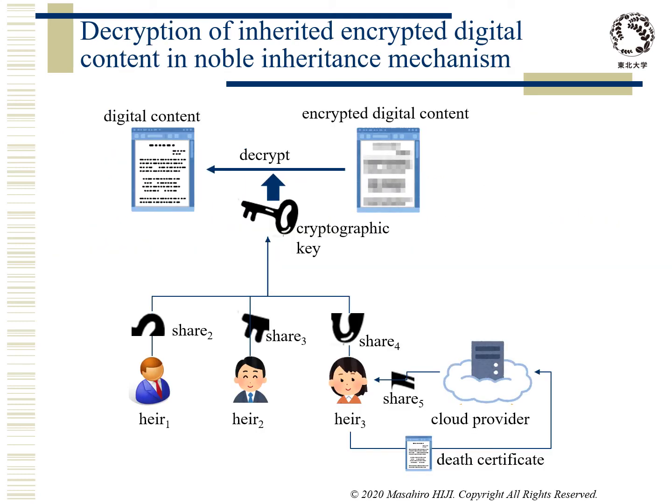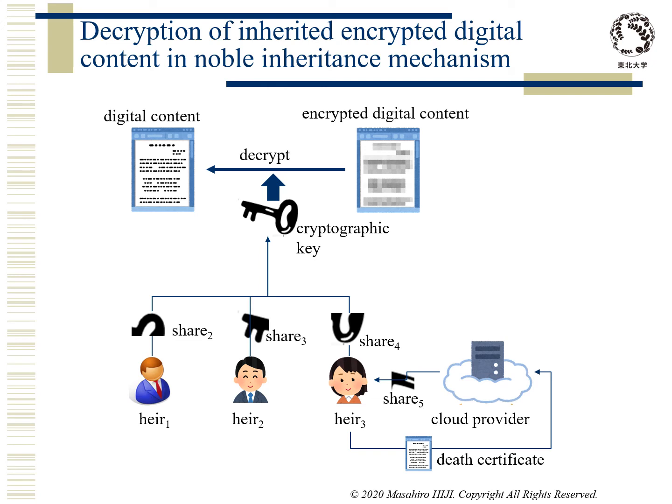When the ancestor dies, heirs inherit the encrypted digital content. Heir 3 submits a death certificate to the cloud provider to prove that the ancestor has died and receives share 5 that was managed by the cloud provider. All the heirs bring their respective shares and add them together with share 5 received from the cloud provider.